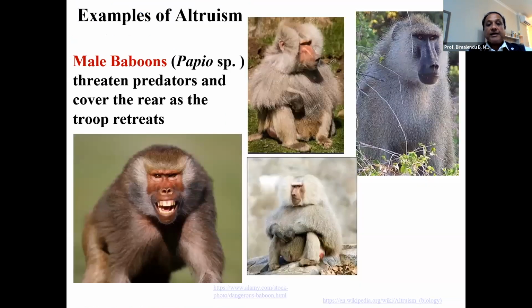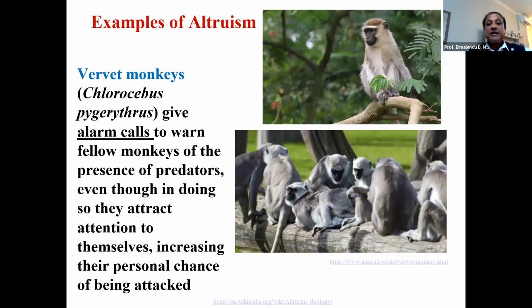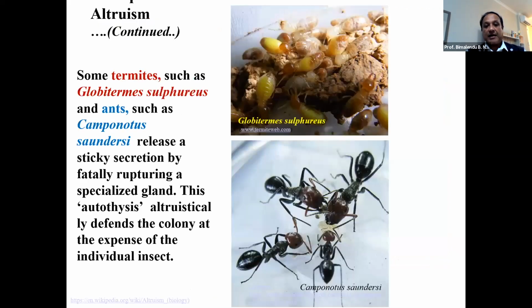Okay, and examples of altruists are also found in primates like apes. So male baboons threaten predators and cover the rear as the troop retreats. You can see in the patas monkeys, they give an alarm call to warn fellow monkeys of the presence of a predator, even though in doing so, they attract attention to themselves, increasing their personal risk and chance of being attacked.